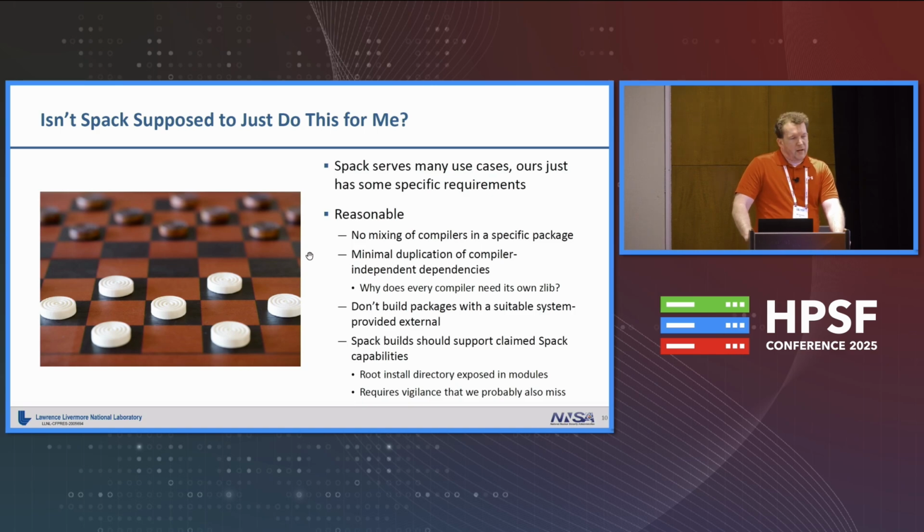So we want Spack to do most of this for us, but there's some things that it doesn't quite match. We want it to be reasonable, and as someone already mentioned, mixing the compilers is just not going to work. So we've had to clamp down on it using the separate builds. Minimal duplication of packages has been a trial, like keeping every compiler from building its own zlib has been obnoxious. And there's lots of others.